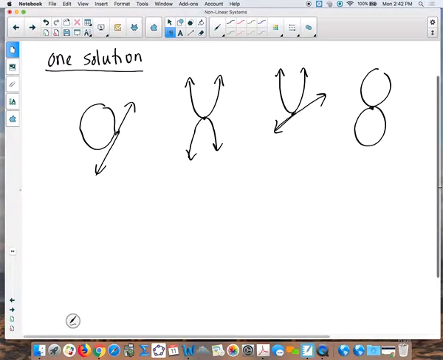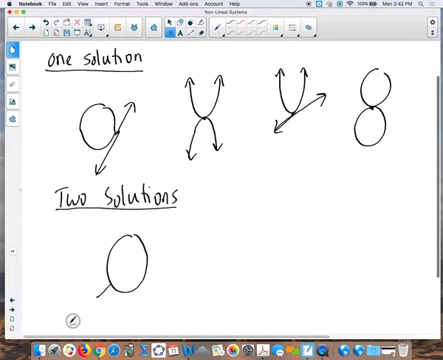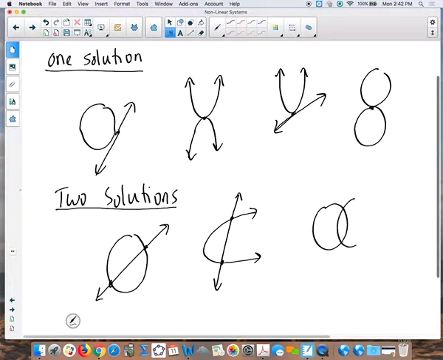It is also possible for there to be two solutions. Again, if you can think for a moment what this might look like, you could have, let's say, a circle, and now you could have the line going right through that circle. You would have two intersection points. You could also have a parabola and a line, also two intersection points, right? You could have two circles. Okay, so again, just trying to give you some options here for what things might look like with two solutions.